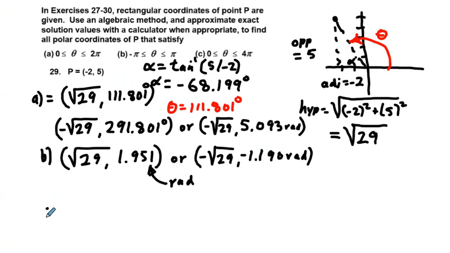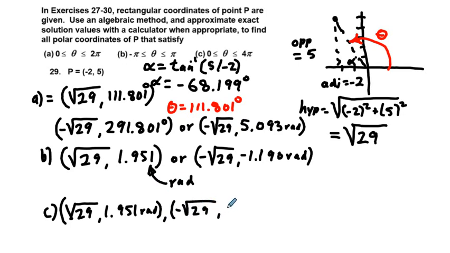And then for part C, which is between 0 and pi over 4, we're going to have our first two values. So we're going to have this one here, square root of 29, comma, and we have 1.951 radians. Okay, and that comes from this 111.801 degrees. And then we're going to have likewise this negative square root of 29, comma, 5.093 radians.